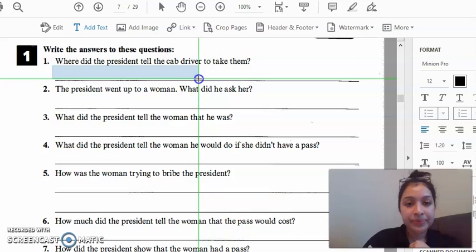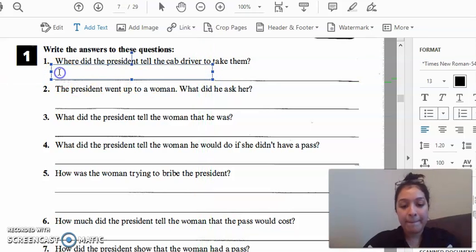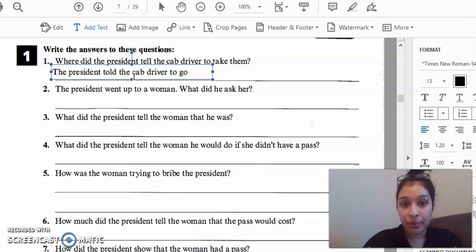Awesome. So here, I want you to write capital T, the president told the, oops, look, I misspelled president, so I'm going to fix it. The president told the cab driver to go, and you need to answer the question. So go ahead and pause the video. You're going to write the president told the cab driver to go and write the answer.